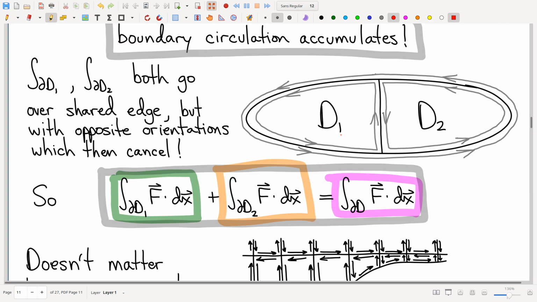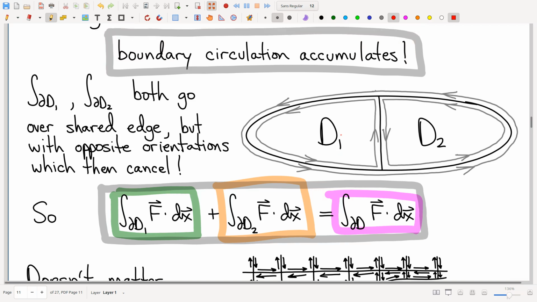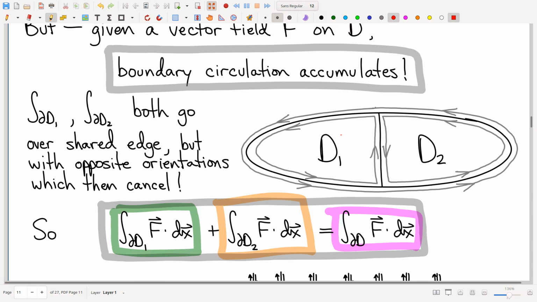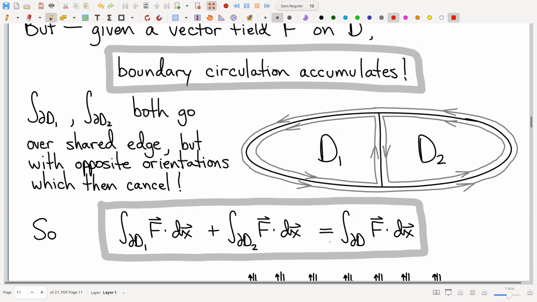Yes? Would this only work if there's a uniform field? No, this works for any vector field. Now, look, my little geometric picture, there's only so much I can put into the picture. But when I write, for example, this, what I'm talking about is a vector line integral of our vector field, whatever it is, dot dx, over that curve.